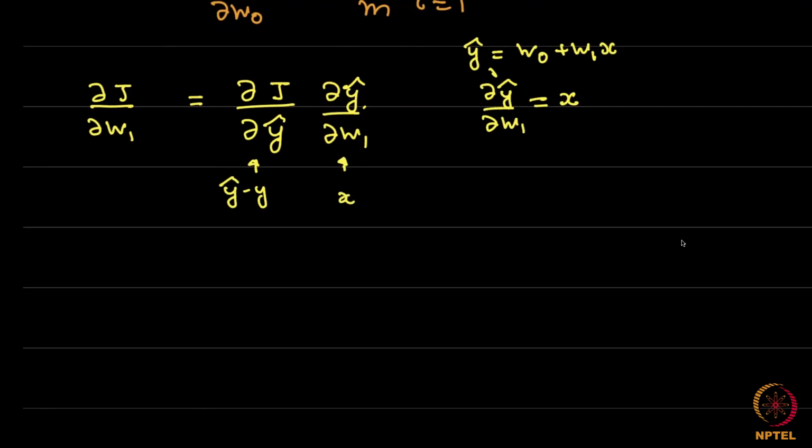So we can now write this down as del J del W1 equal to (y hat minus y) times x, except when we actually do this, just like the last time, you will get a summation. So the summation will be from i equal to 1 to m, of (y hat i minus yi) xi. So this calculation here was just for one sensor. This is the full calculation. So let's call this equation 4.